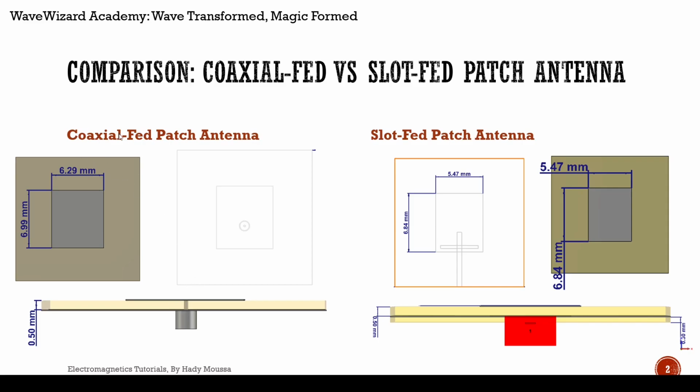First we designed the coaxial-fed patch antenna, and these are the dimensions, and this is the feeding location. And for the slot-fed patch antenna, we do it like this. We have a slot on the ground layer, and then we have a transmission line on the back layer, in the bottom substrate here. And here are the dimensions.